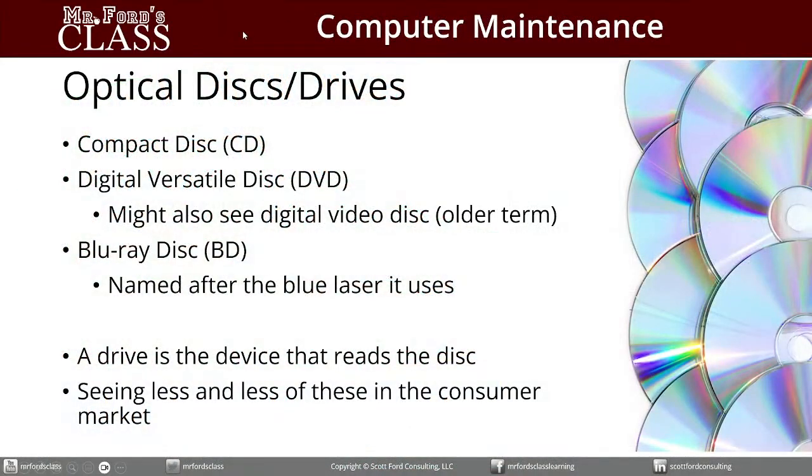Optical discs or optical drives. The disc is what you put in the drive, and we had compact discs. This stored music and some data back in the day. Then we had digital versatile discs, the DVDs. The older term is digital video disc, when that's all they stored. And of course, now we have the new high definition optical media, which is Blu-ray.